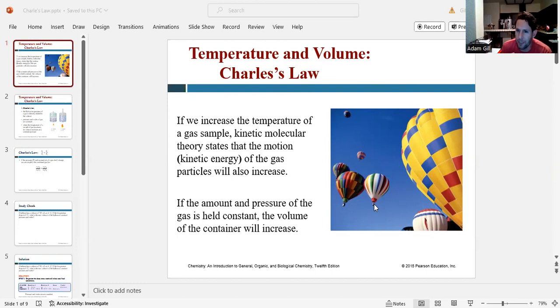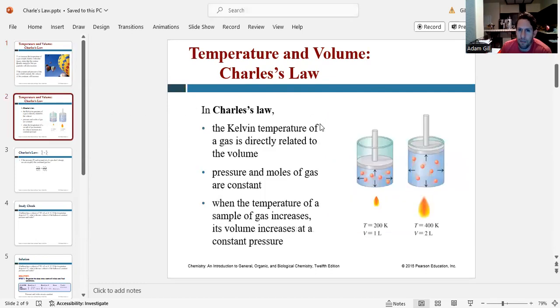So, a hot air balloon heats up the air, and the air takes up a larger volume, it expands, becomes less dense, and the balloon rises. This is named after a famous scientist, Charles, who discovered this relationship. And so the temperature of a gas is directly related to its volume.